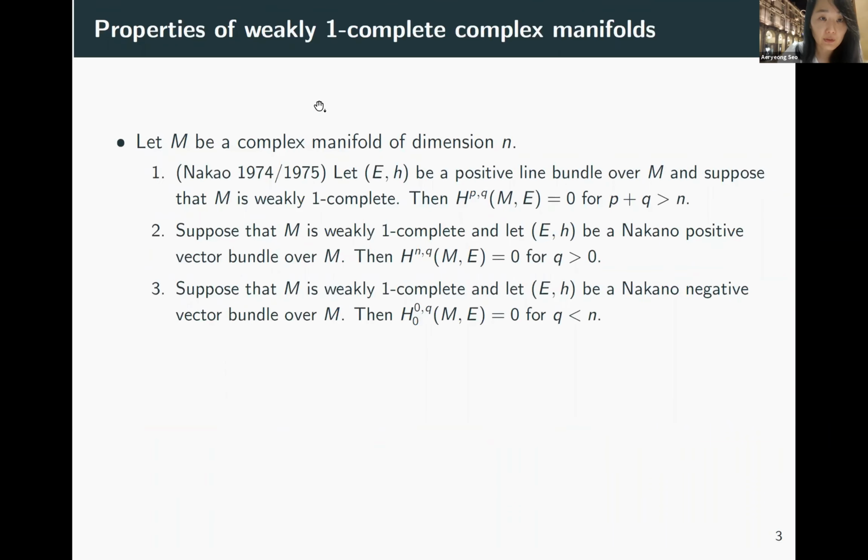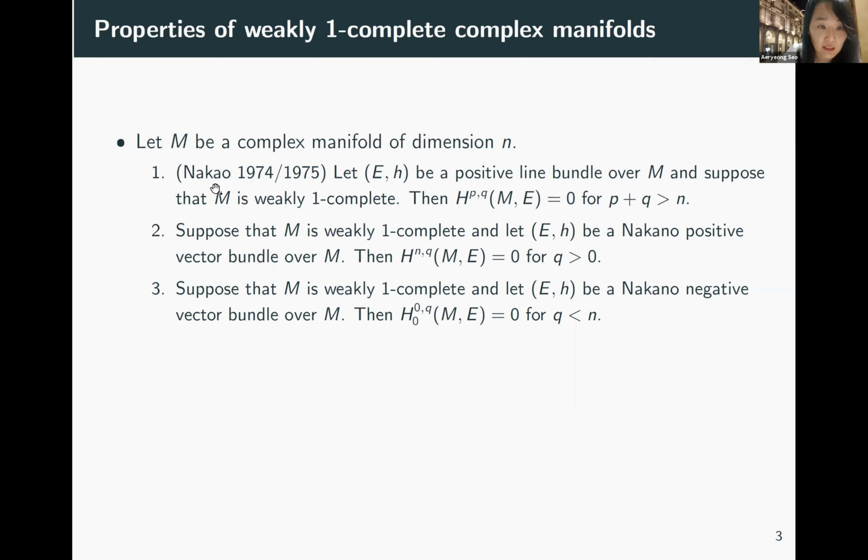And I want to introduce some nice properties of hyperconvex manifolds. Here are the properties of weakly one complete complex manifolds. Here, let X be a complex manifold of dimension n. Then there are several cohomology vanishing theorems. I would like to introduce just these three.